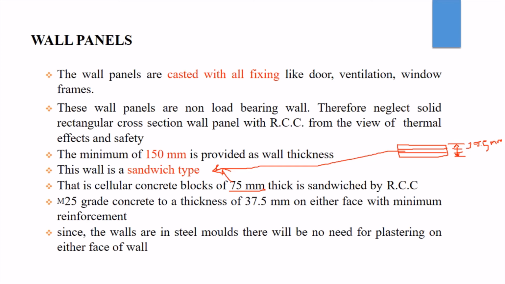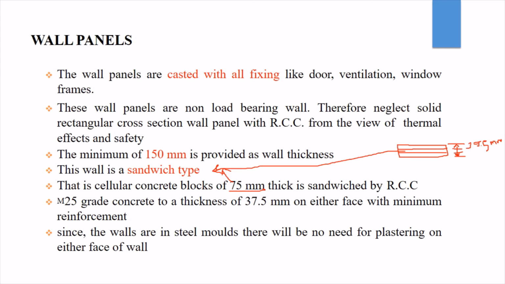The top and bottom layers are different. They may be concrete or cement plaster. The center one is 75 mm thick. Next, M25 grade of concrete is commonly used, and the top portion has 37.5 mm, 37.5 mm on both sides, to provide a cover for that insulating material.